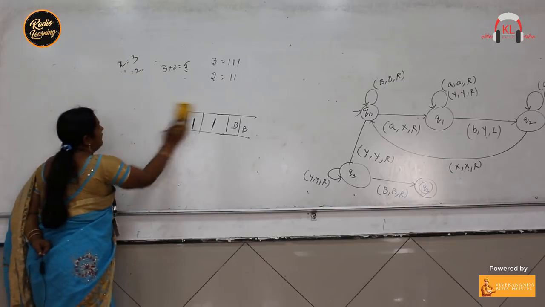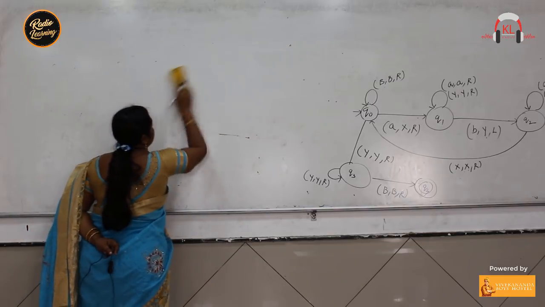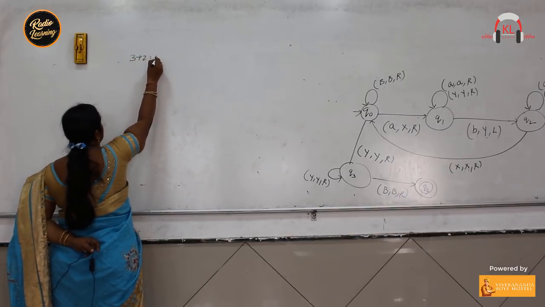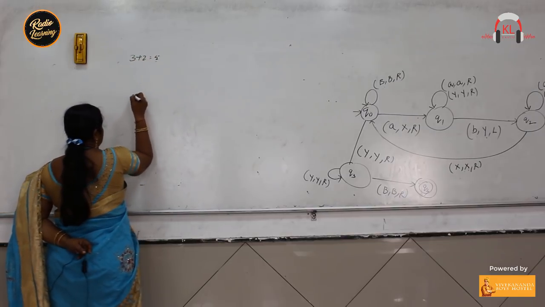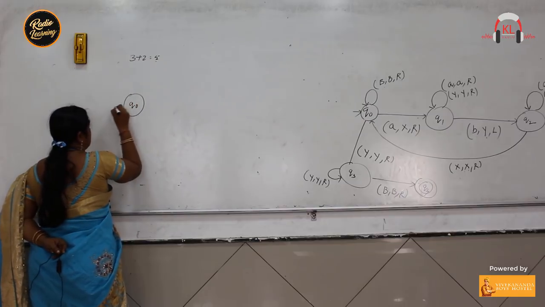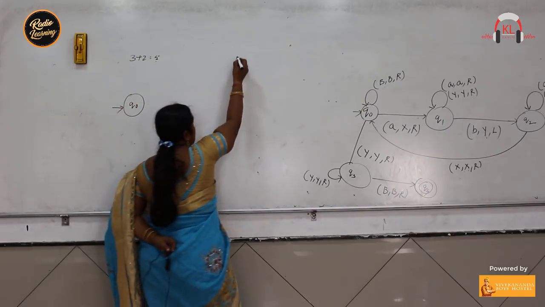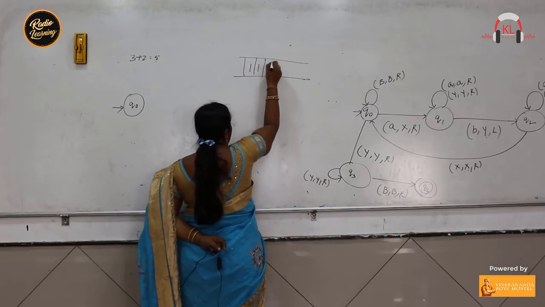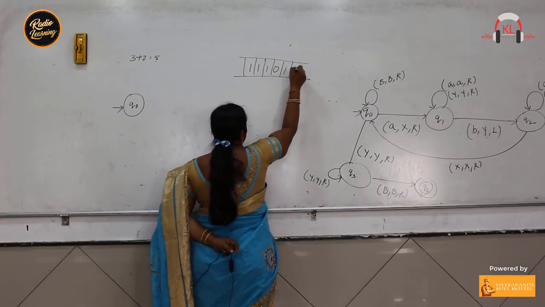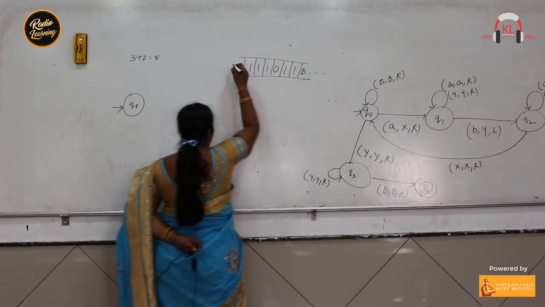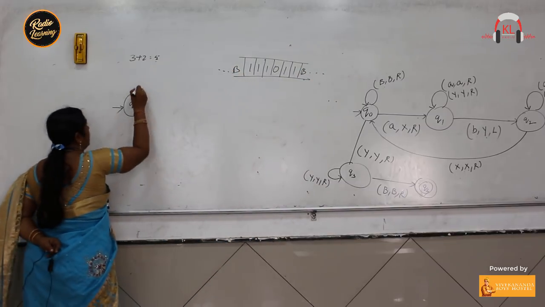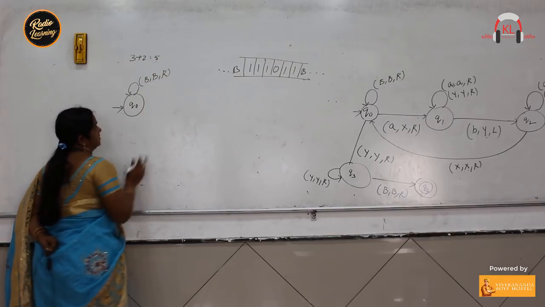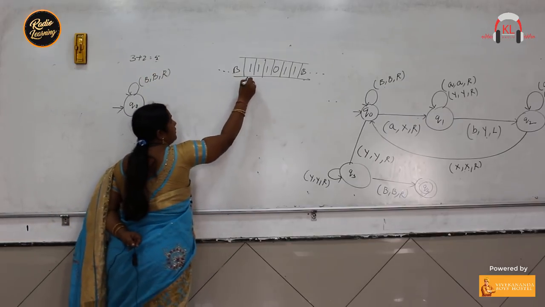Let us see how we are going to design a Turing machine for addition of two numbers. Here I am taking 3 plus 2, that is equal to 5. So initially I am taking Q0. Now I am showing you with the help of input tape. This is the input tape, 3 ones and this is a separator and 2 ones. These are the blanks what I have. So as we know, whenever the blank is there, keep the blank as it is and move right. So my finite control is now here at 1.